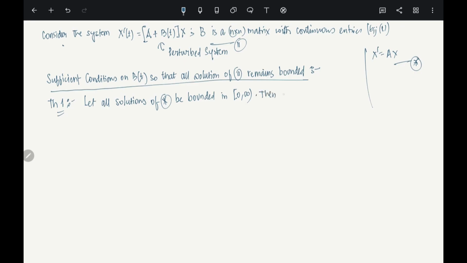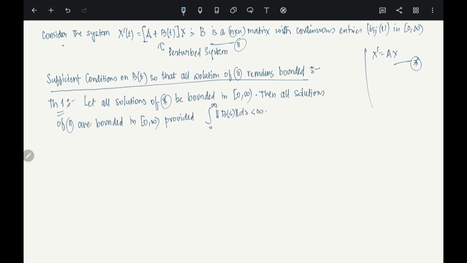Then all solutions of 2 are bounded in 0 to infinity, where B has continuous entries in 0 to infinity, provided that the integral from 0 to infinity of the norm of B(s) ds is finite.